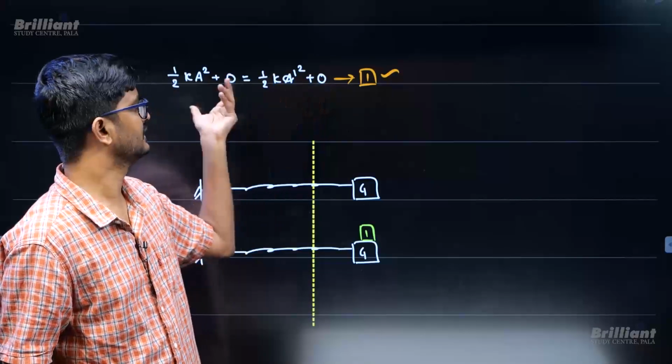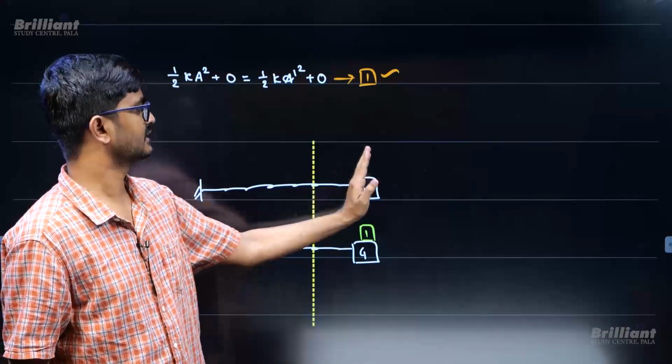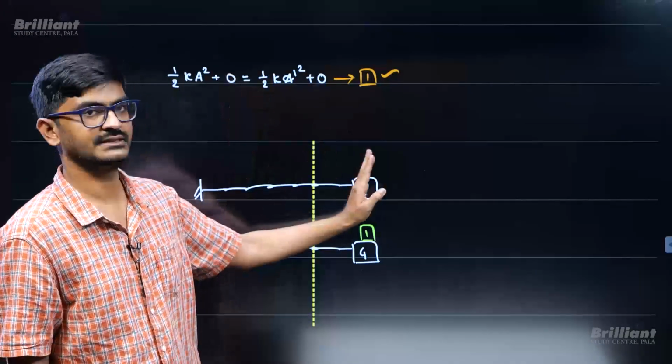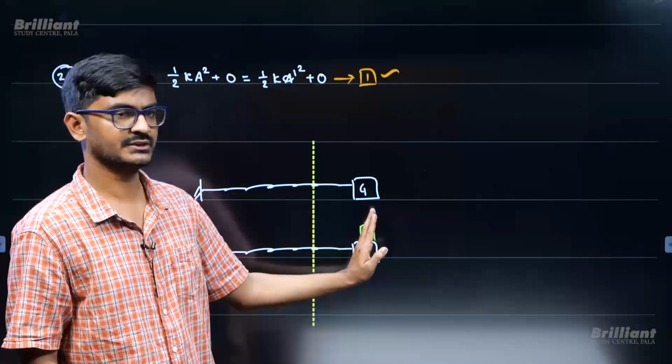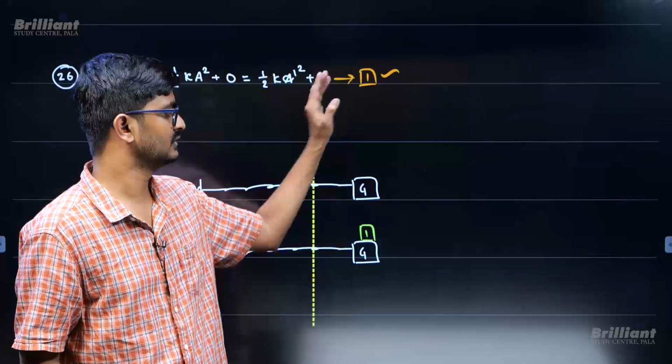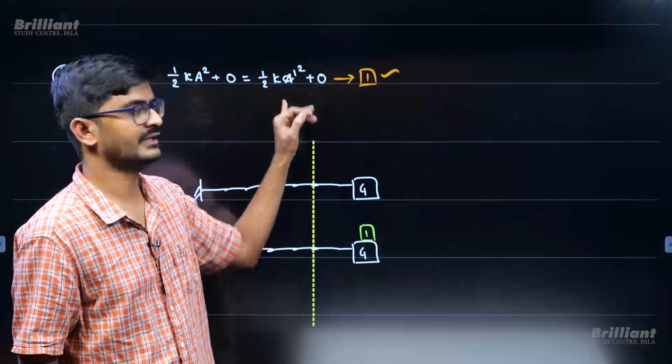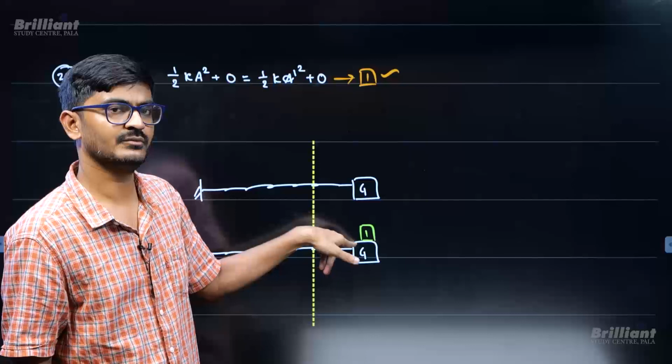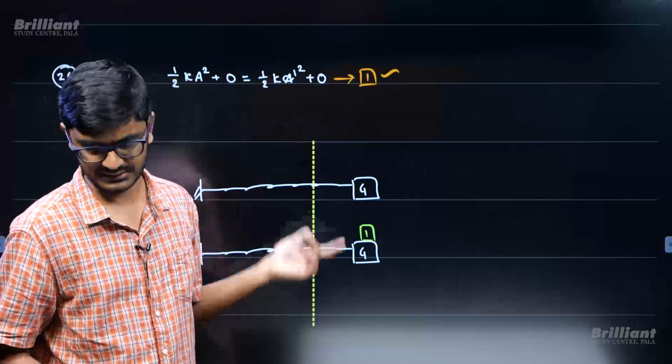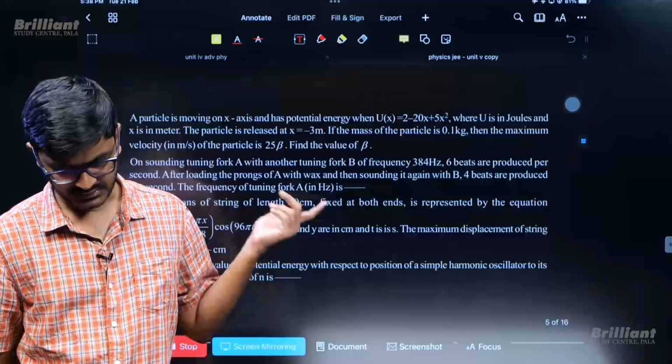So amplitude won't be changing, right? In this case, potential energy is half k a square plus kinetic energy is 0. Now this is going to be an extreme situation because kinetic energy is 0. Now potential energy, if I want to write it like half k into new amplitude square, the new amplitude will be the same as the old amplitude, right? So 1:1.